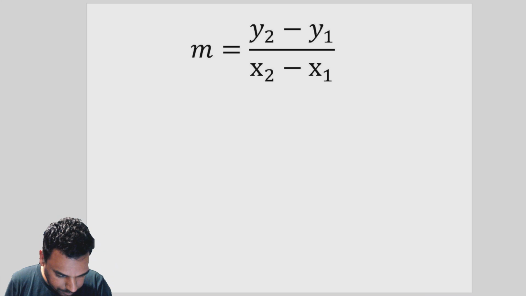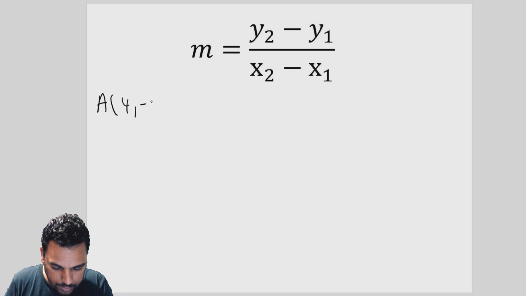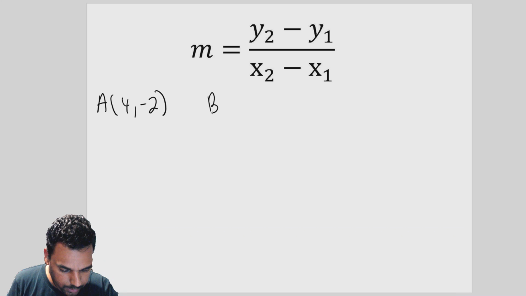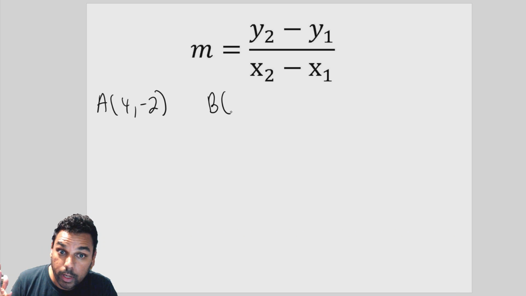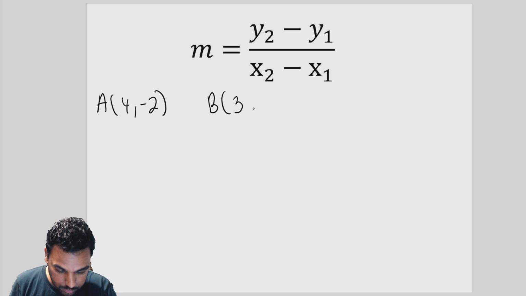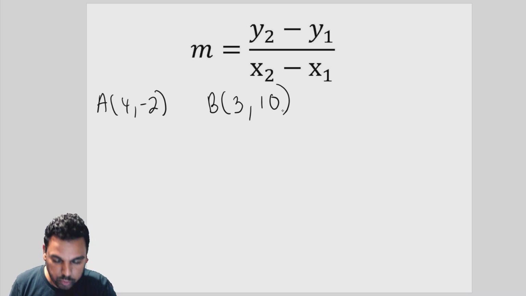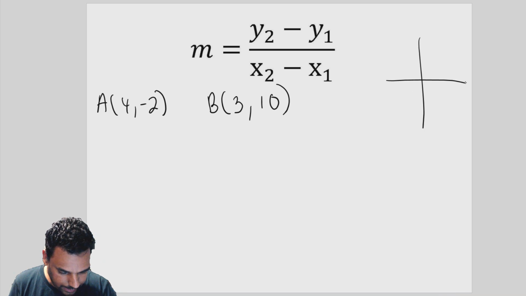All right, so let's see. I'm going to make up 2 points here. Let's call point A, I don't know, (4, -2). And let's call point B, whatever you want to call it, (3, 10). So you have 2 points, and if you want to sketch, just to get a little idea, (4, -2) would be right here. That would be point A, and (3, 10) would be somewhere up here.